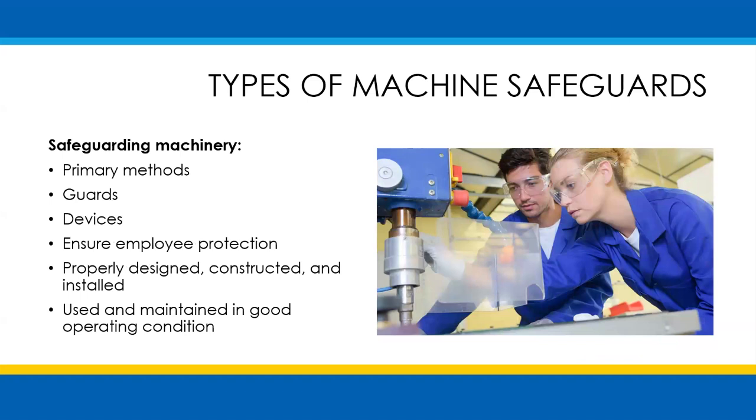The two primary methods used to safeguard machines are guards and safeguarding devices. Guards provide physical barriers that prevent access to danger areas. Safeguarding devices either prevent or detect operator contact with the point of operation or stop potentially hazardous machine motion if any part of an individual's body is within the hazardous portion of the machine.